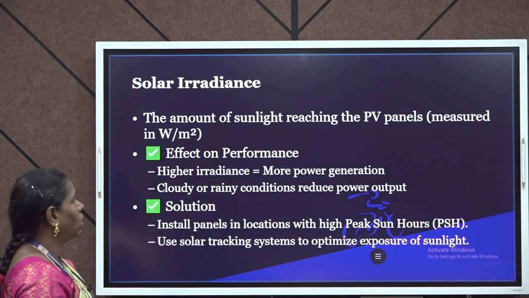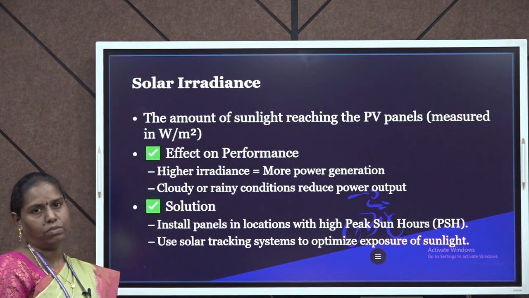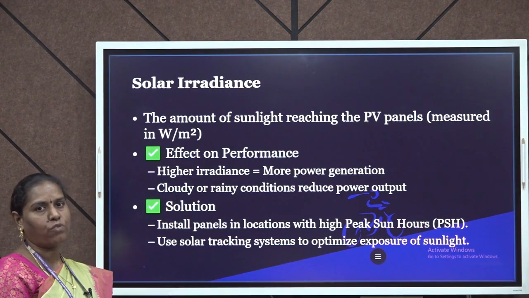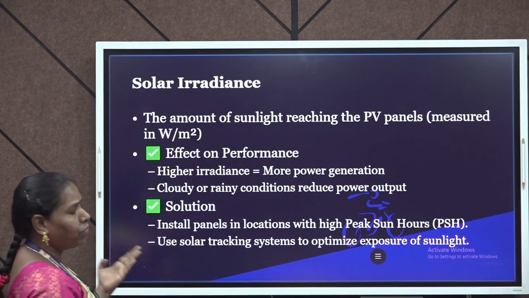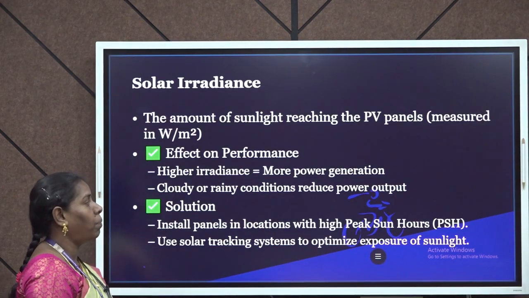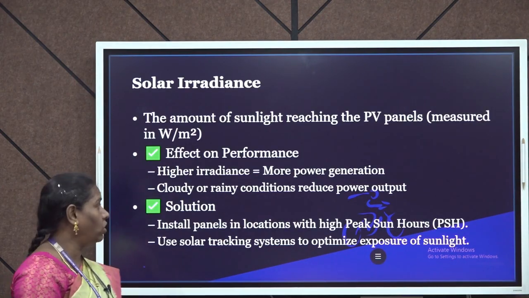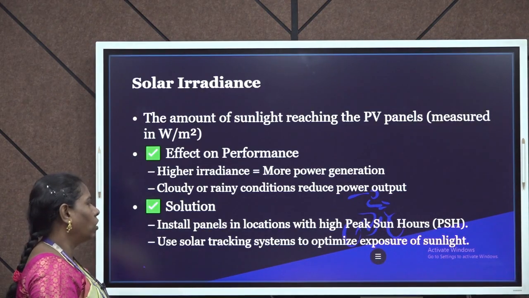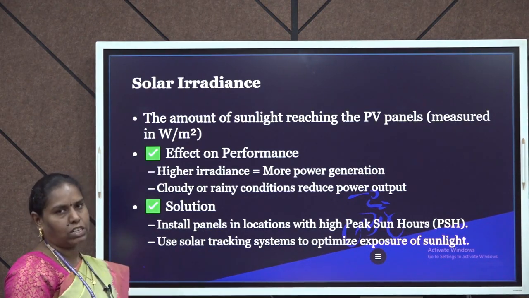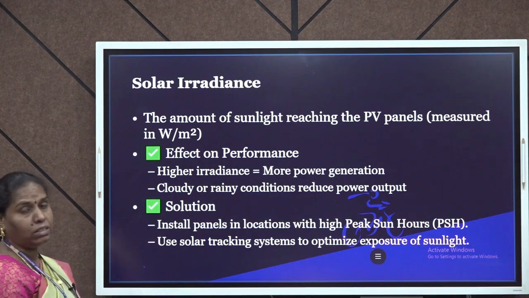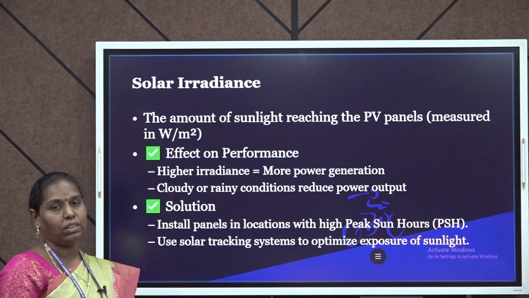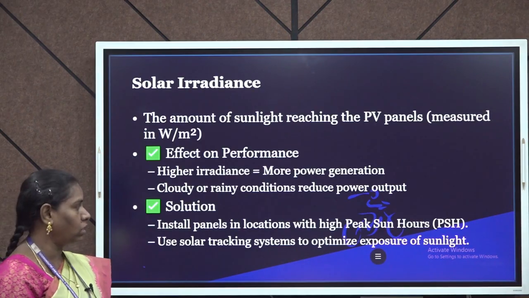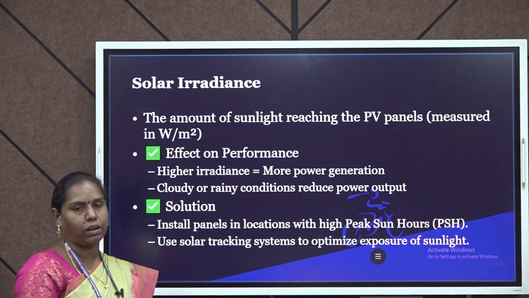Solar irradiations. The amount of sunlight reaching the PV panel is represented as solar irradiation. Generally, it is measured in terms of watt per meter squared. If the irradiation is higher, then the power generation is higher. If the irradiation is lower on cloudy days or rainy days, then it will reduce the power. For that solution, we can install the panels in the locations where we have high peak sun hours, as well as use solar tracking systems to optimize the exposure of sunlight.